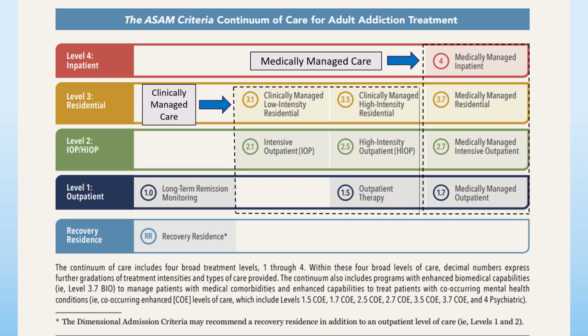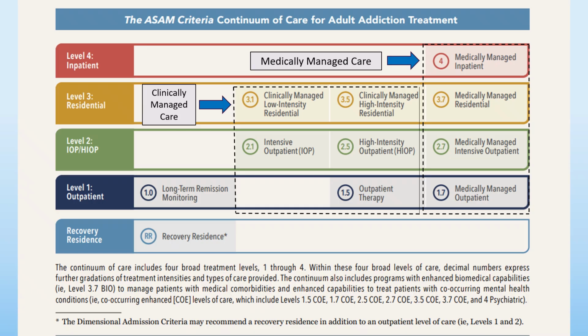In the past, level 1 was just outpatient. But what they've done is gotten rid of level 0.5, which was a kind of education level, risk reduction level of care in the past. And now they've called that long-term remission monitoring. So that's level 1.0. And they've slid outpatient over to 1.5.